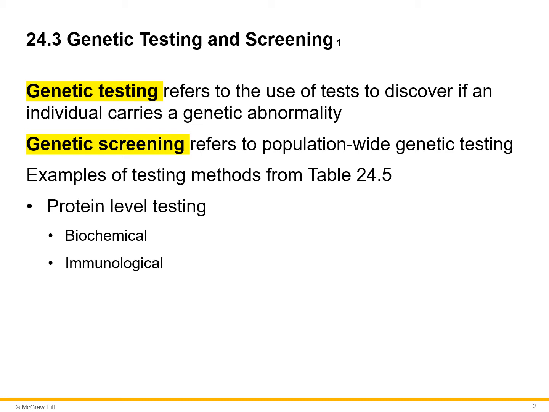Genetic testing is using a test to discover if a particular individual has a particular genetic abnormality, whereas genetic screening is screening a population to see the prevalence of a particular genetic abnormality. So one is done on an individual basis, one is done more on a population basis. There are a number of different methods used, ranging from biochemical assays, like on a blood sample, to actually doing a gene analysis.